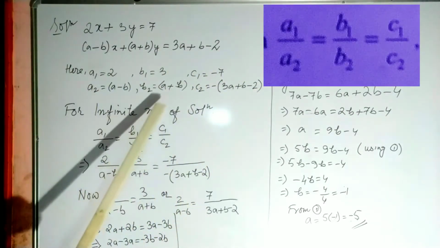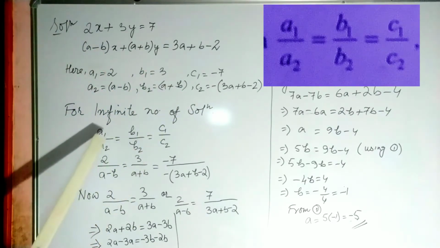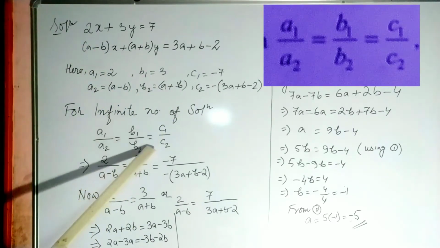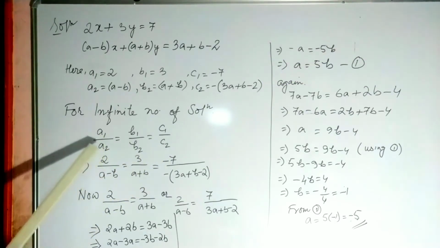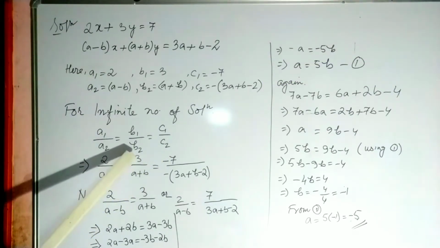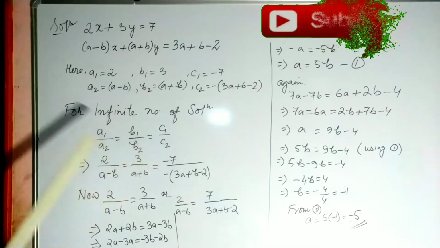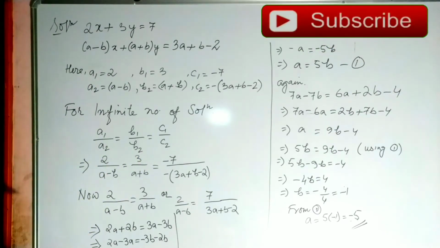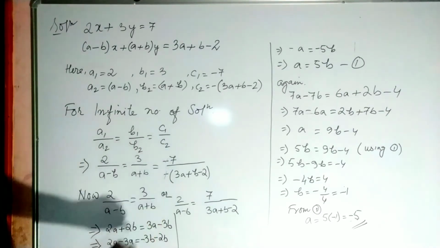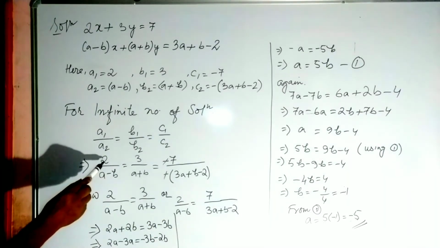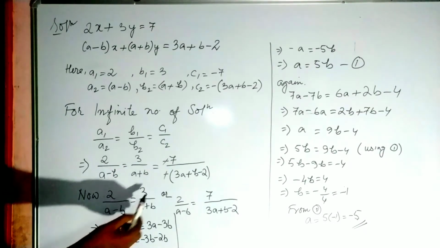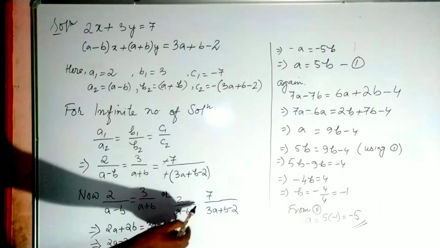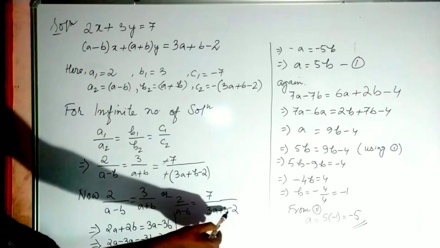For infinite number of solutions, we have a1 by a2 equal to b1 by b2 equal to c1 by c2. So we put the values: 2 by a minus b, 3 by a plus b equal to minus 7 by minus, within bracket we can cancel the minus sign. Now this part, 2 by a minus b equal to 3 by a plus b, we can write separately, and 2 by a minus b equal to 7 by 3a plus b minus 2.